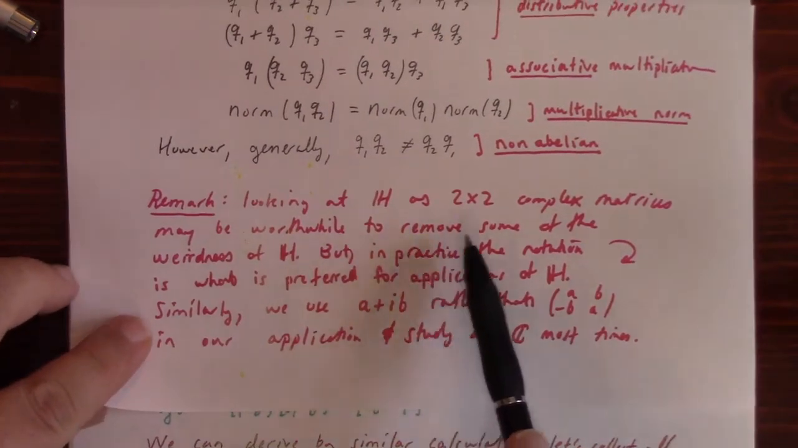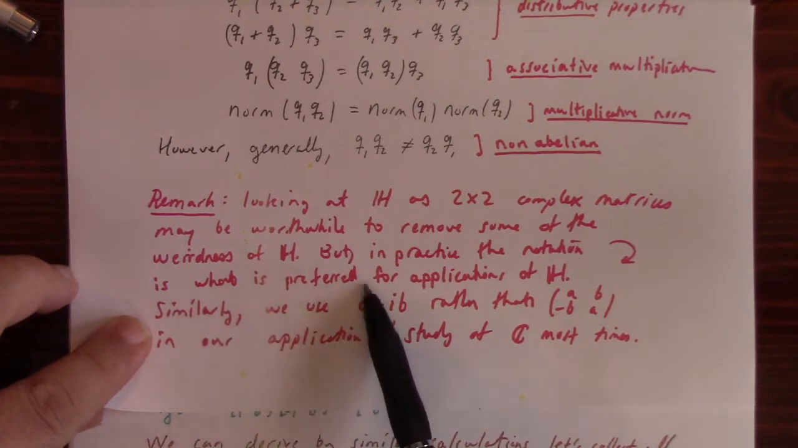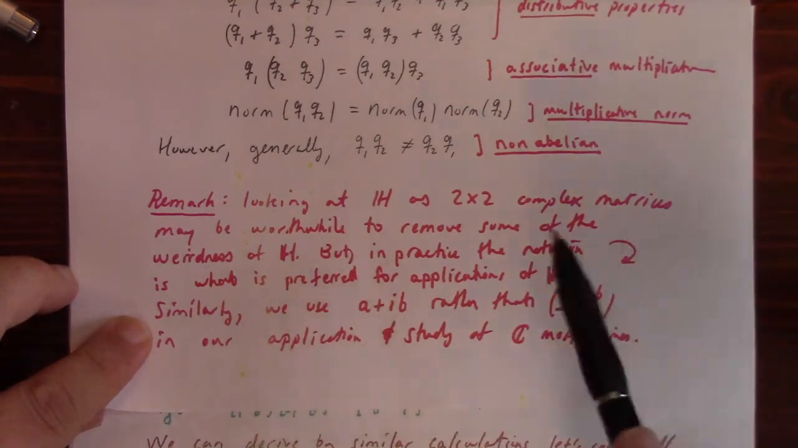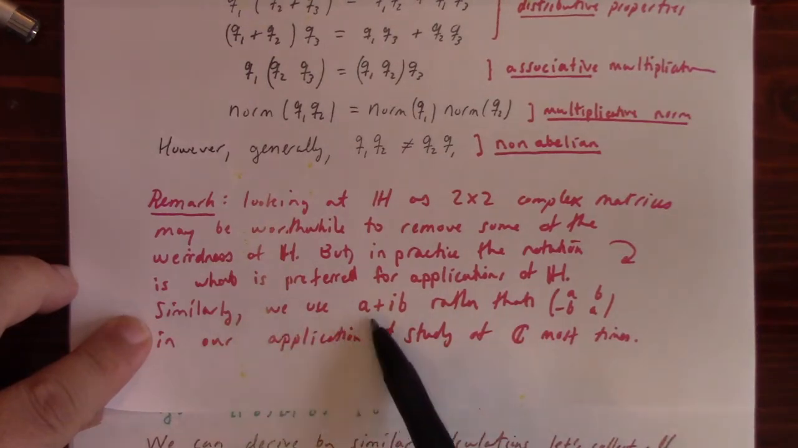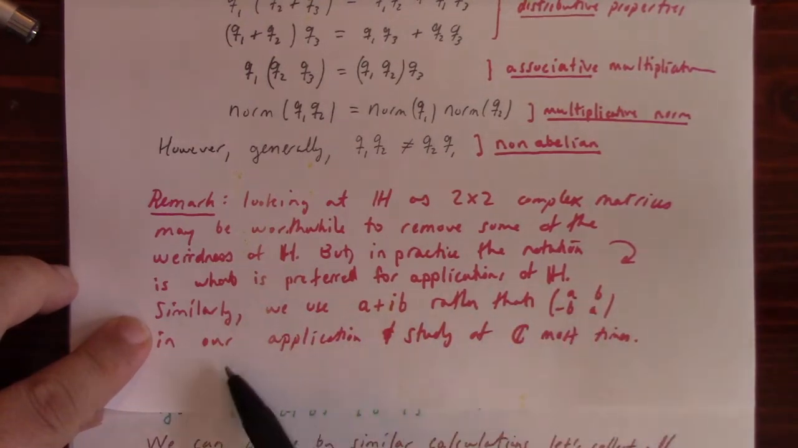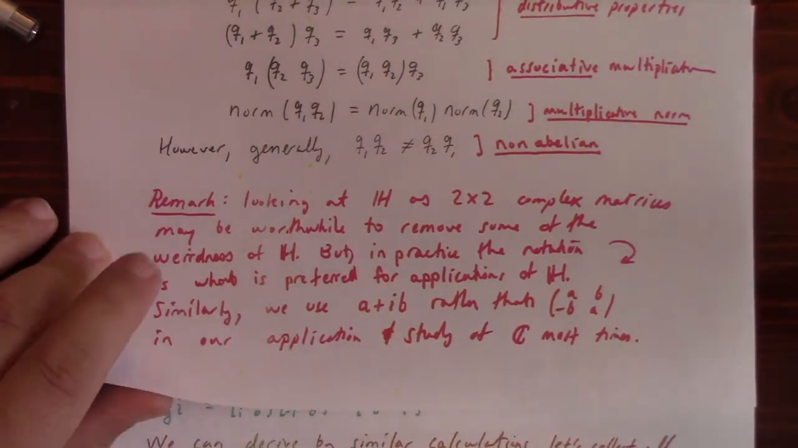It may be worthwhile to remove some of the weirdness of H, but in practice, the notation which follows here is preferred for applications of H. Similarly, we use a plus ib rather than this 2 by 2 matrix as we study complex numbers in all other courses, right?